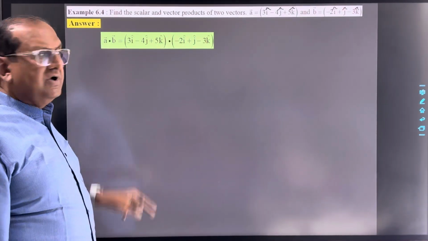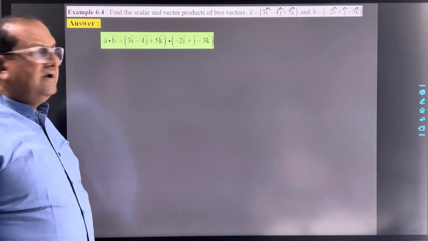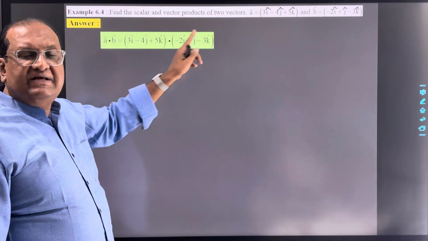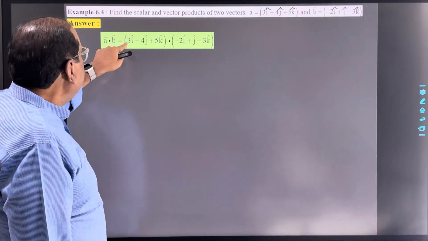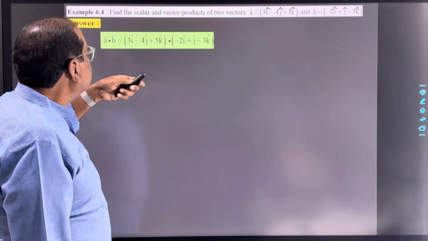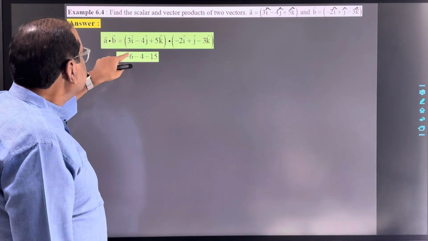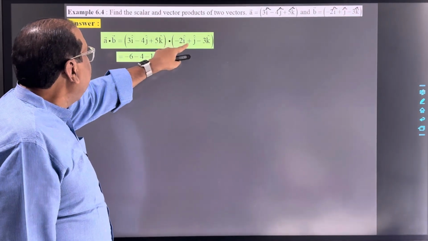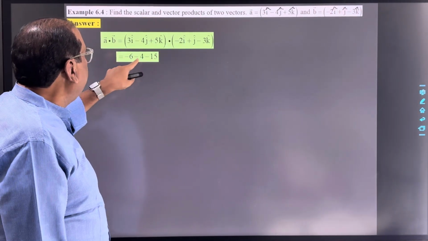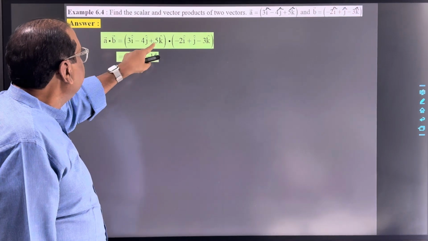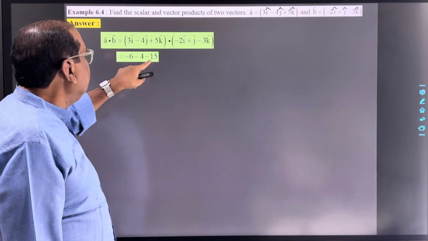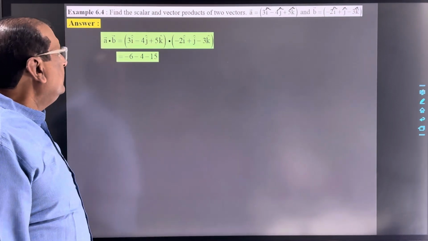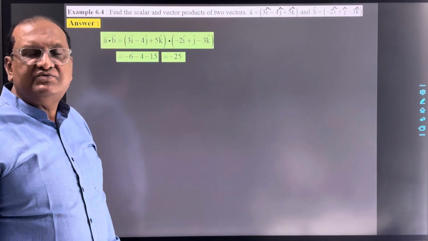Here the dot product, we know, is ax bx plus ay by plus az bz. So ax bx is minus 6. Ay by, minus 4 into 1, that is minus 4. Az bz, plus 5 into minus 3, that is minus 15. So our answer is minus 25.